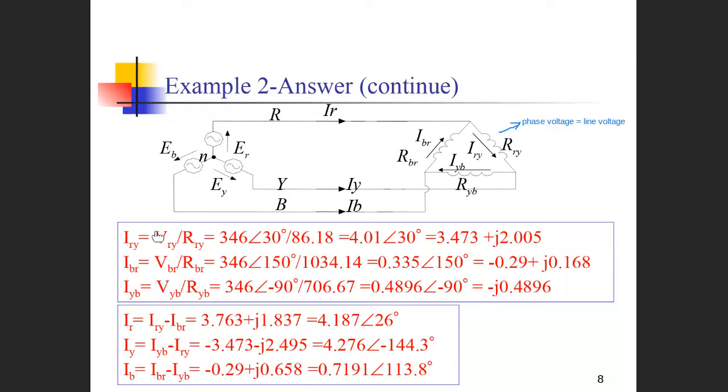So the phase current, the red-yellow phase current, is the red-yellow line voltage over the red-yellow resistance. And the red-yellow line voltage is this voltage, right? It is given that the value is 346 volts, not 380 volts, right? So the red-yellow voltage is this value.